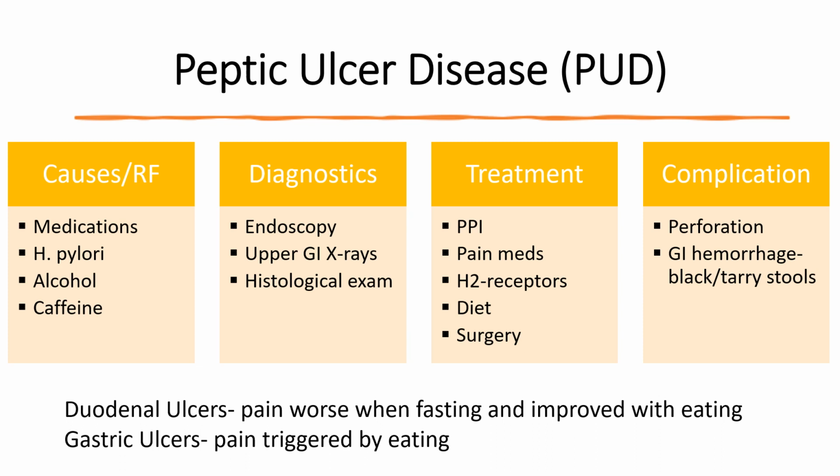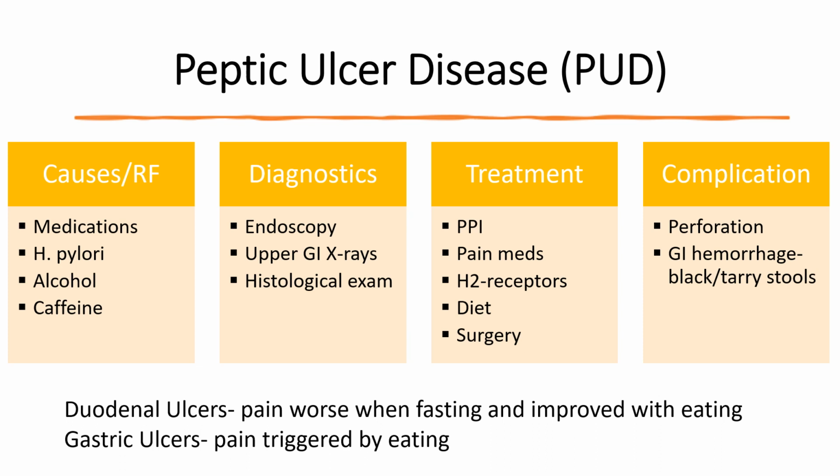And then there's also gastric ulcers. These are worsened by eating. So that's a big difference. Duodenal get better with eating. They're worsened by fasting, and gastric are triggered by eating. And usually they occur shortly after you eat, and there's not really much relief from an antacid for the gastric ulcers.